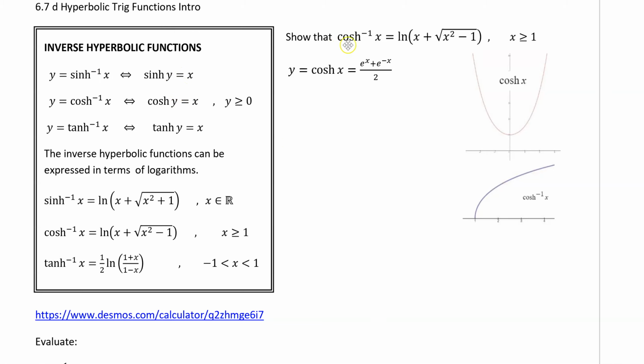So what we're going to do first is rewrite it, and we're going to switch the letters. So x equals e to the y plus e to the negative y over 2, and we're going to solve for e to the y.